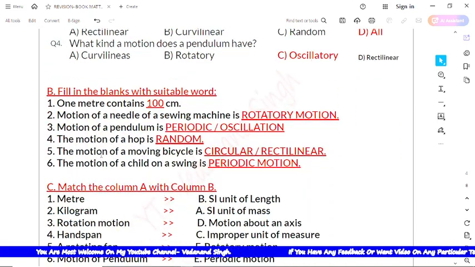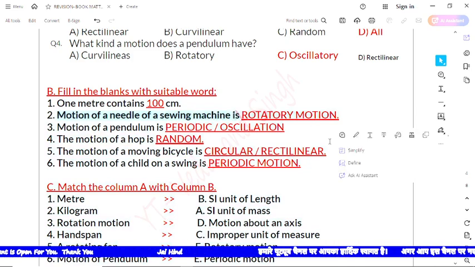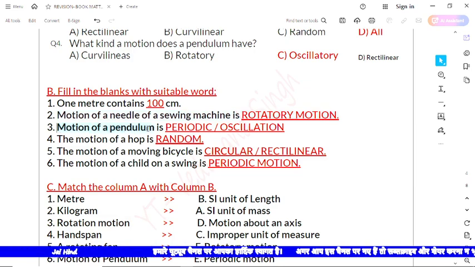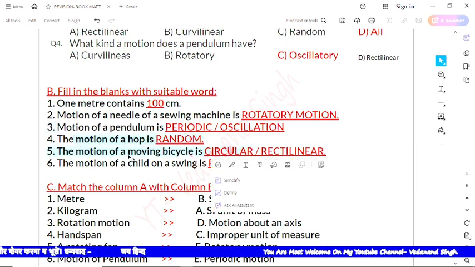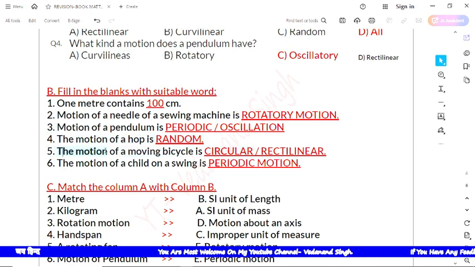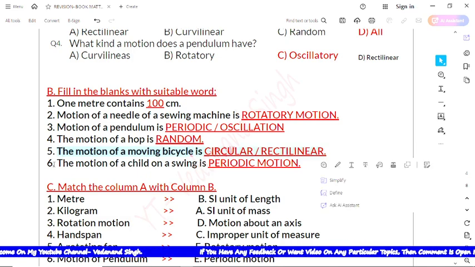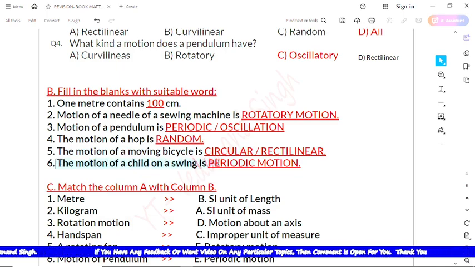Now these are the fill in the blanks. 1 meter contains 100 centimeters. The motion of the needle of a sewing machine is rotatory motion. The motion of a pendulum is periodic or oscillatory motion; oscillation is the correct option. The motion of a hop is random motion. The motion of a moving bicycle is circular or rectilinear motion; both are correct options. The motion of a child on a swing is periodic motion.